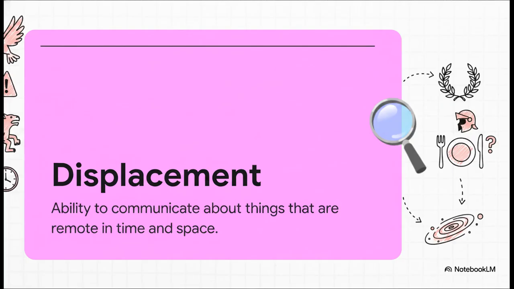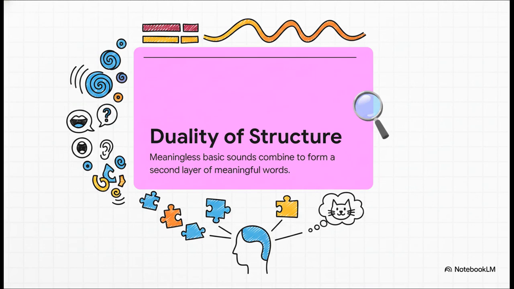Next up is displacement. The big takeaway here is that animals pretty much only react to immediate stimuli. A bird gives a warning cry because the predator is right there, right then. But us humans, we can sit in a classroom today and casually discuss the Roman Empire, what we're going to eat for dinner tomorrow, or even some totally fictional civilization in another galaxy. Displacement is what allows us to detach from the immediate present and talk about things that are totally remote in time and space.